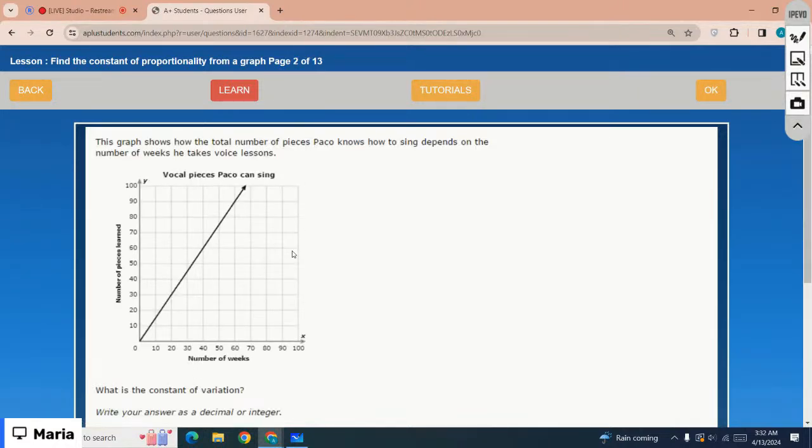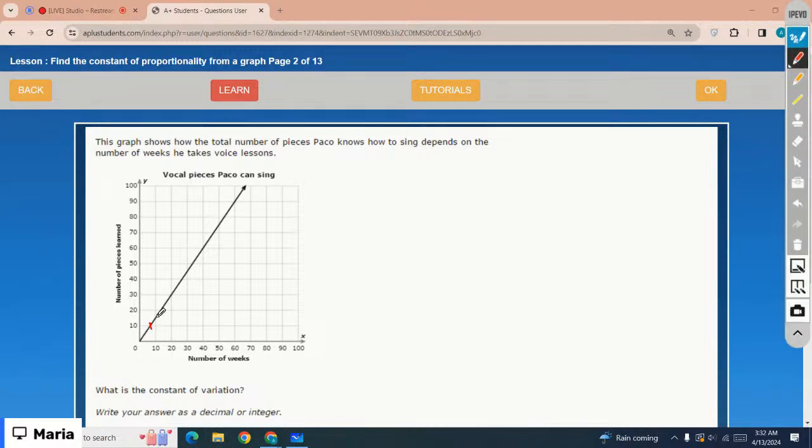The graph shows how the total number of pieces Pecco knows how to sing depends on the number of weeks he takes voice class lessons. So which is the correct option? Just select any 2 points on the graph. Here is the first one. Here is the second one. The first one is 20 and 30, 40 and 60, right? You have to do change in y divided by change in x.